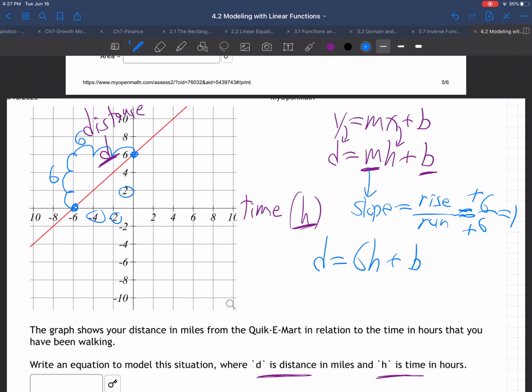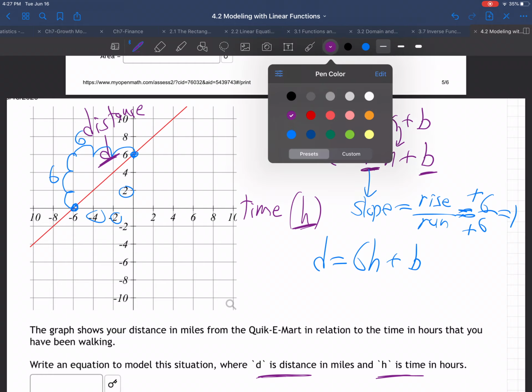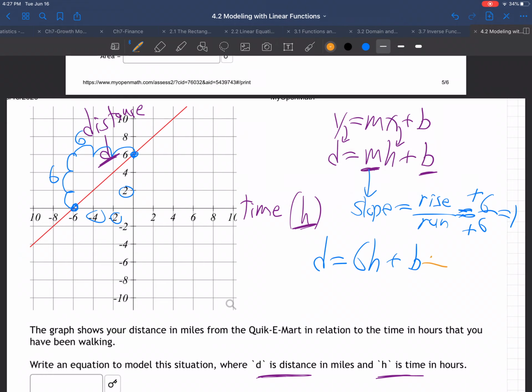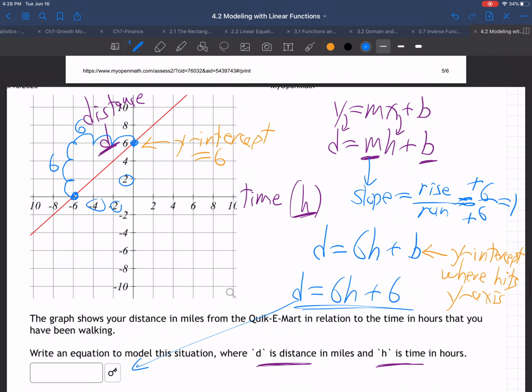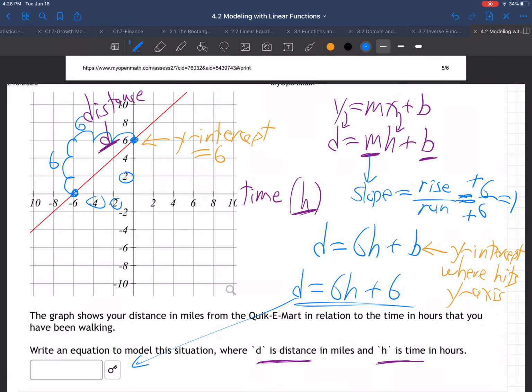Now what's the b? Remember that this number is always the y-intercept. It's where the line hits the y-axis. Right there. The y-intercept is equal to 6. So our equation becomes D equals 6H plus 6. There we go. That's the answer that we put right there. That's the equation of that line.